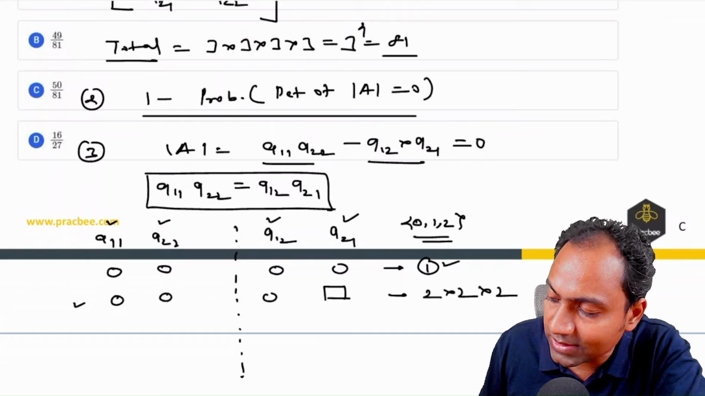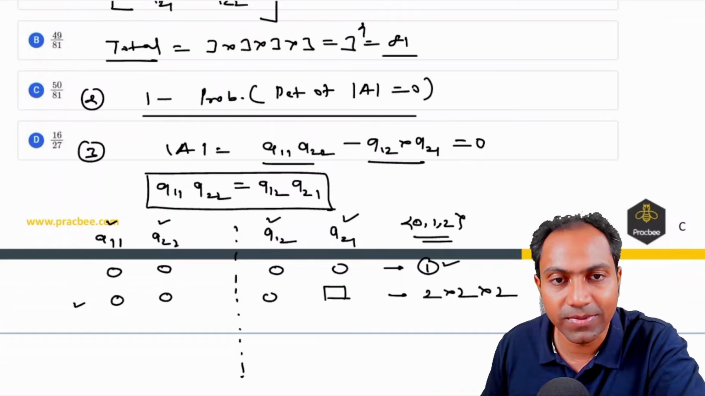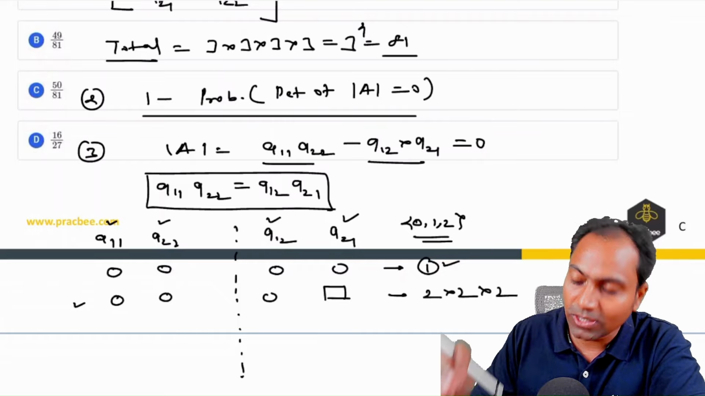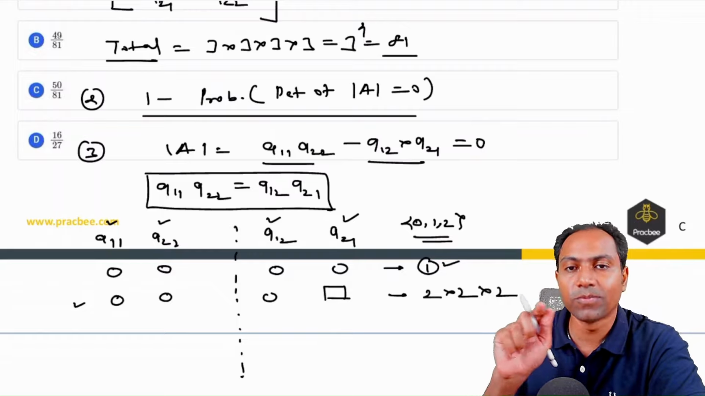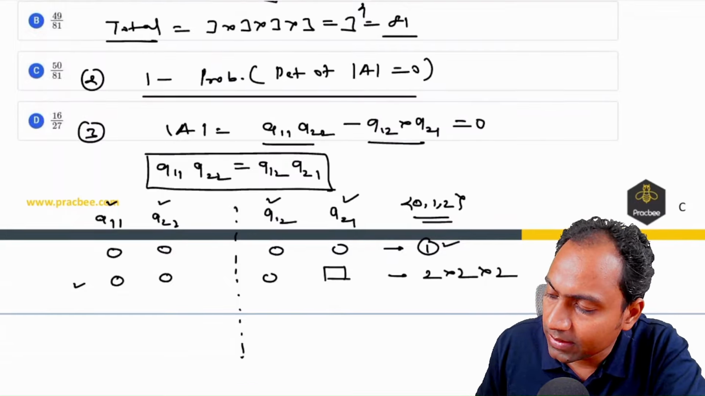The first 2 cases came because we could have chosen 0, 0 in the first part or the second part. The second 2 cases came because in the second part, I can take 0 as first element or second element. And for the third, this blank can be filled using 1 and 2. So again, 2 cases.